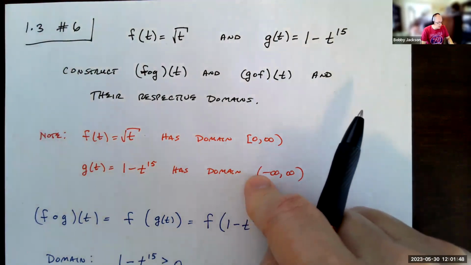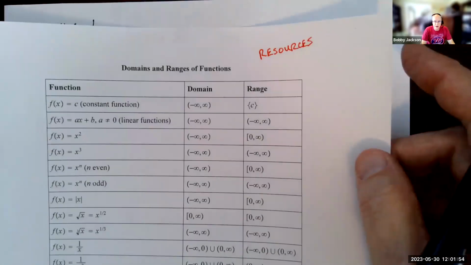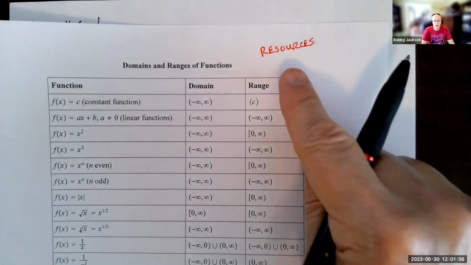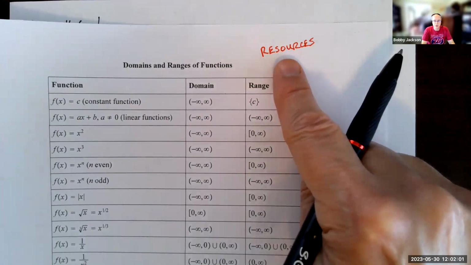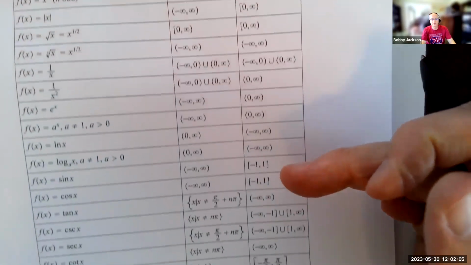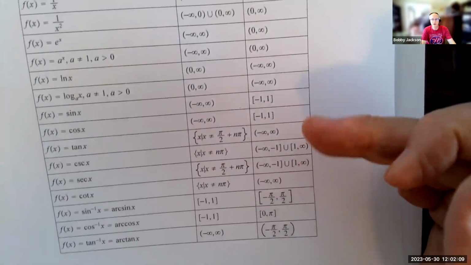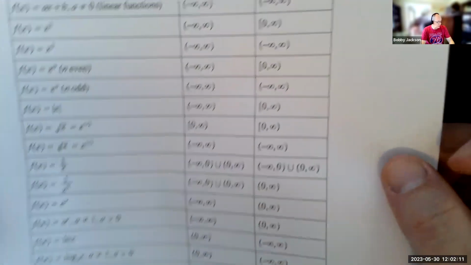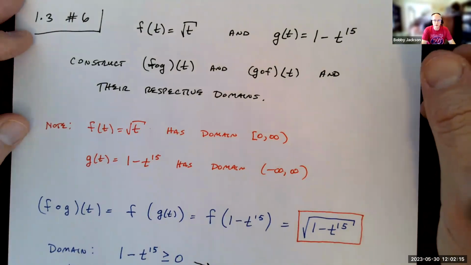Okay, again, you should be familiar with the domains and ranges of all the basic functions from pre-calculus. This sheet can be found in Brightspace in the content area under the resources module. It has a review for all our functions, including exponential, logarithmic, and trig, inverse trig functions. You need to be familiar with those, especially when we talk about the domain and range of functions.